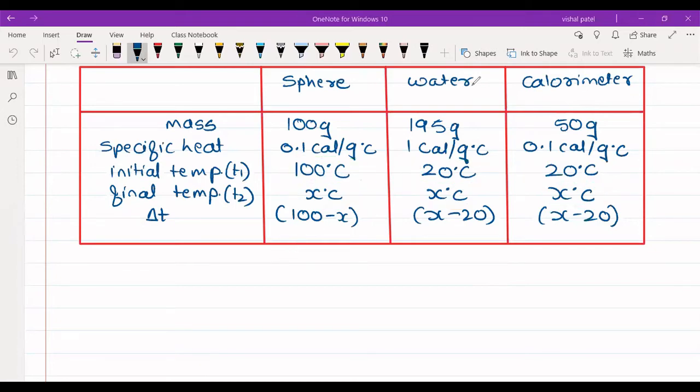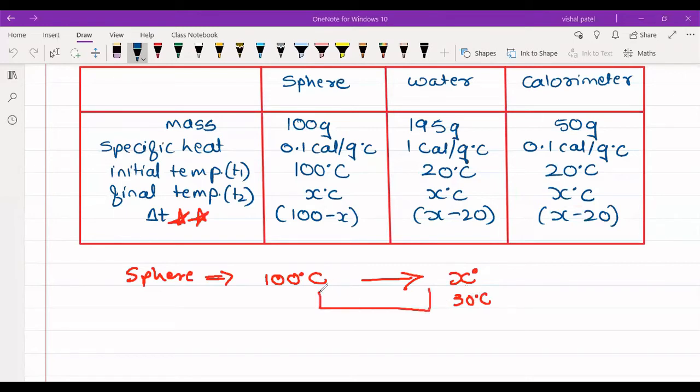Okay, yes. Now students, comes the main part. All of you pay attention here. It is very important to understand this. Okay, now for a sphere, students, the initial temperature is 100. After it cools, its temperature decreased, say suppose 30 degree Celsius, just randomly I'm taking. So what is the change in temperature?